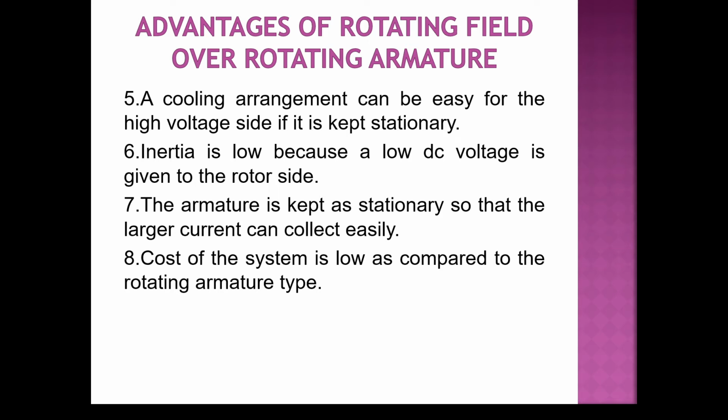Inertia is low because low DC voltage is given to the rotor side. So what is the rotor now? The rotor is now the field. So inertia will be low because low DC voltage will be given to the field winding. The armature is kept stationary so that large current can be collected easily. Why are we keeping the armature stationary? Because it can collect larger currents. If it is rotating, it is difficult to collect the larger current.